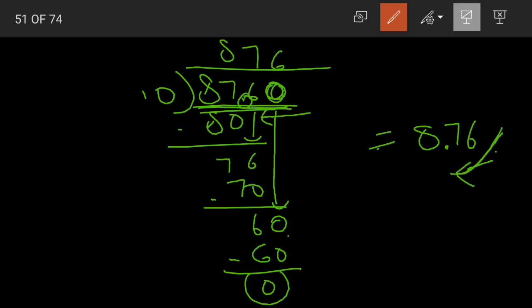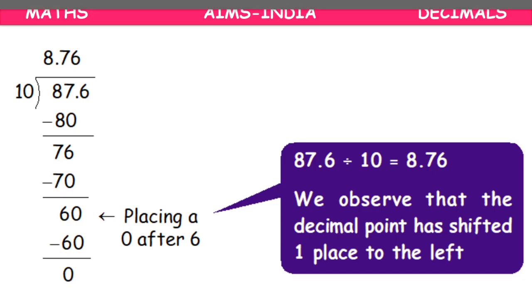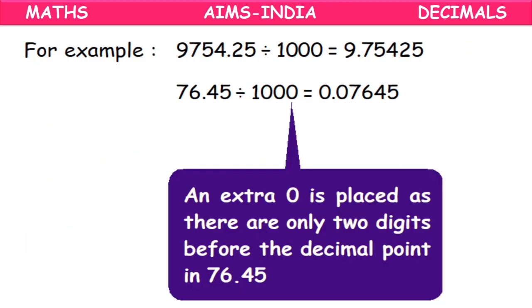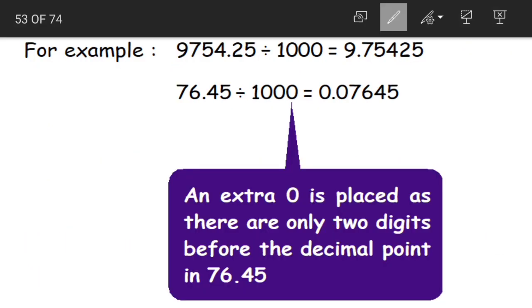8.76 becomes my answer. Understood, children? So this is a little bit complicated division. You will learn more about it in your further classes. But for now, we just have to observe that the decimal point shifts places when we divide by 10, 100 and 1000. So here we are having another example.